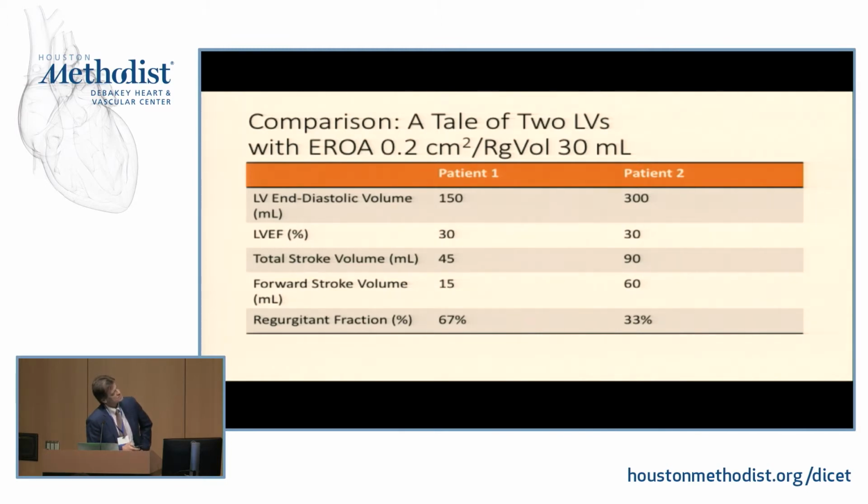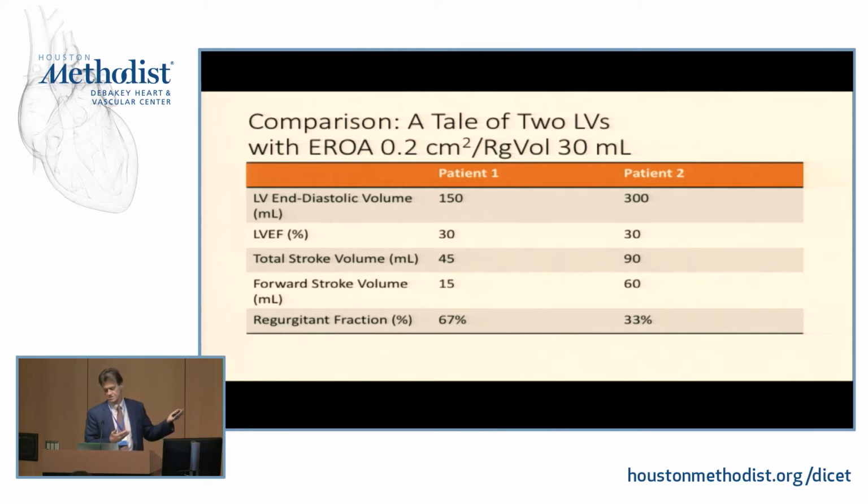This patient, on the other hand, still has a forward stroke volume of 60. You know, at a heart rate of 70, they got a 4.2 liter cardiac output. So you're not going to make a big difference fixing the MR in this patient like you are in this patient. And that's what that previous graph shows. And so you have to think beyond ERO and regurgitant volume and think about EF, LV volume, sphericity, LA pressure.